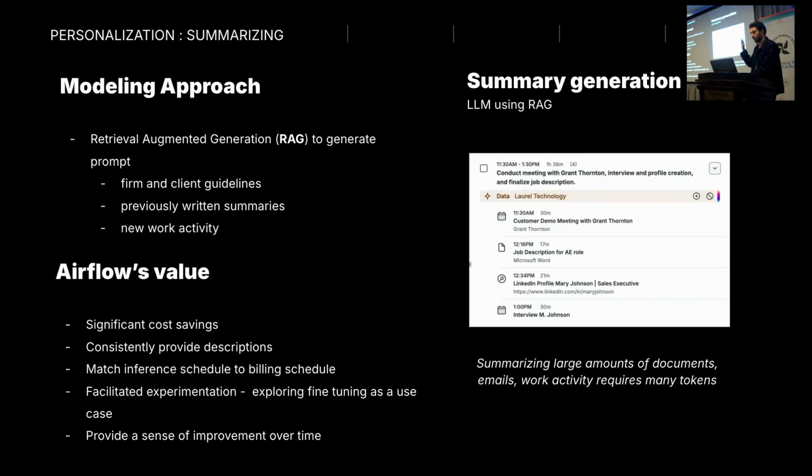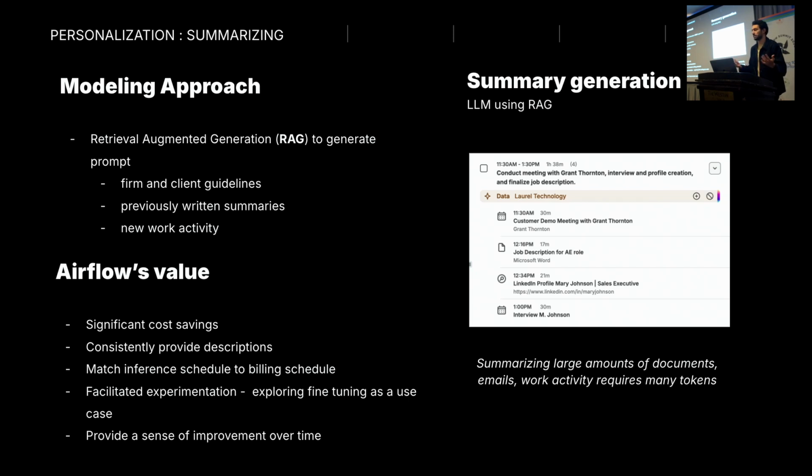And so here, again, diving deeply into the specific use case. As I mentioned, here are the groups we're discussing, but we also generate descriptions for them. And that's where the generative components of LLMs arise. In order to do that, we have a retrieval-augmented generation approach. We need to get firm guidelines, previously written narratives, and the new work activity, fill all of that into a prompt, and then summarize it.